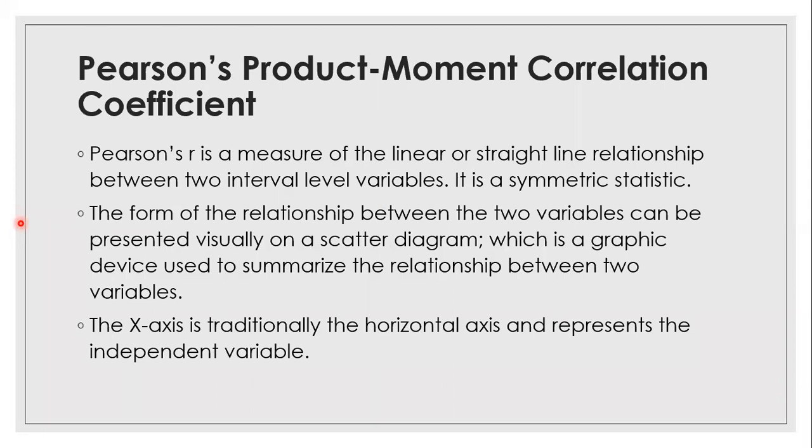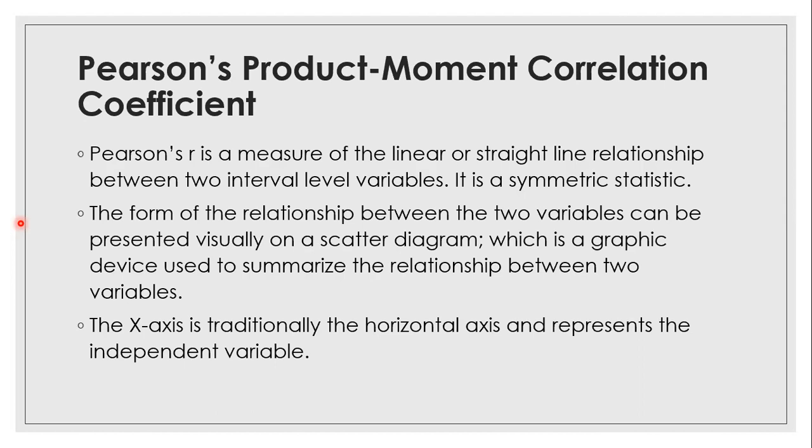All right. Okay, great. So there are two measures of correlation which we'll look at. One of them is the more commonly used, that's the Pearson's r, or what we call the Pearson's product moment correlation coefficient. This is a measure of the linear or straight line relationship between two interval level variables.